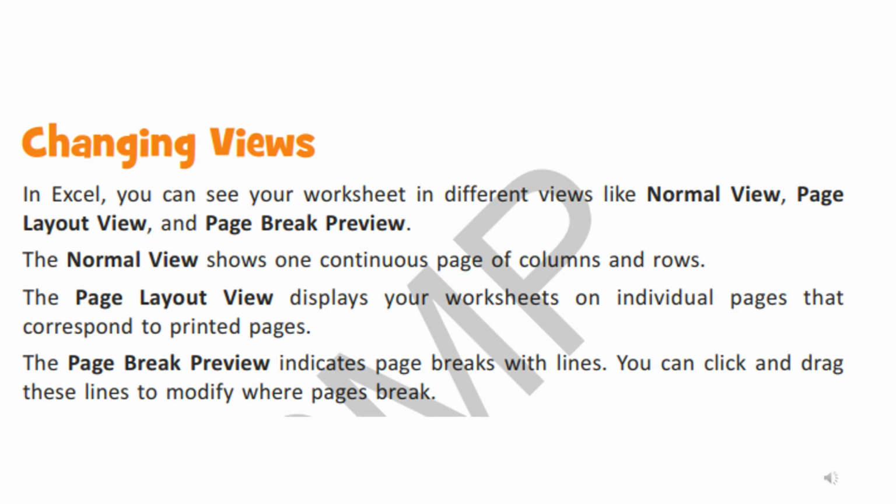Children, we can see our data in a worksheet in different views, like normal view, page layout view, and page break view. In the normal view, you can see simply the rows and columns. In the page layout view, you can see the individual pages as they will be printed. In the page break preview, you will see small dotted blue lines where the page break will be.